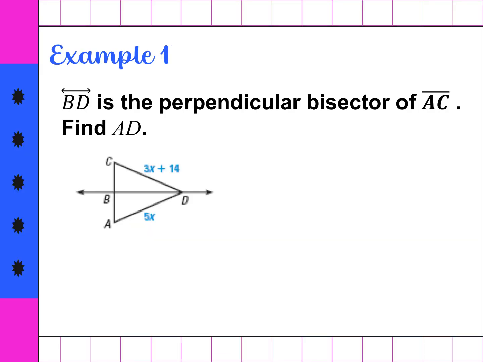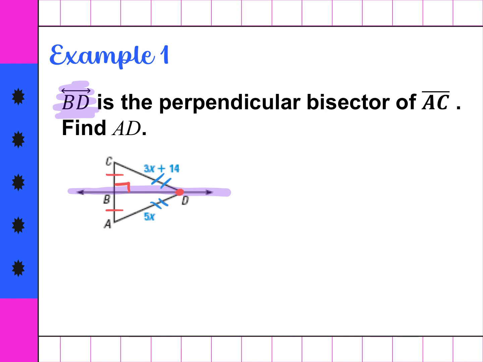So here it's telling us that line BD is the perpendicular bisector of segment AC, and it wants us to find the length of AD. Well, since they told us that BD is the perpendicular bisector, that tells me that this will be a right angle. It splits segment AC into two congruent pieces. And I can also see that point D is on that perpendicular bisector, so point D will be equidistant from the endpoints. So DC and DA are going to be congruent segments.